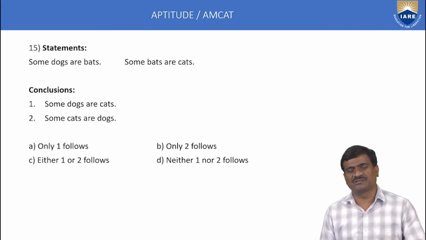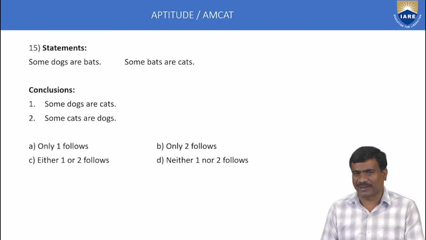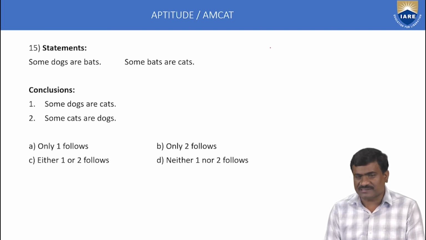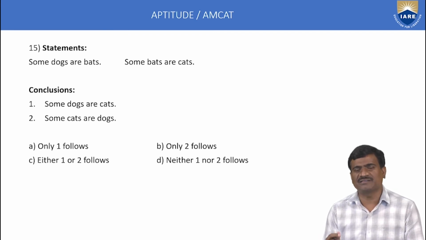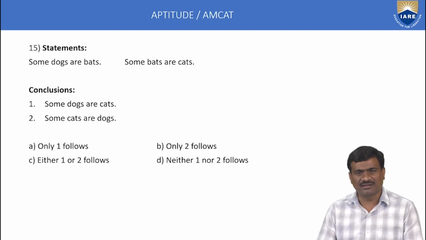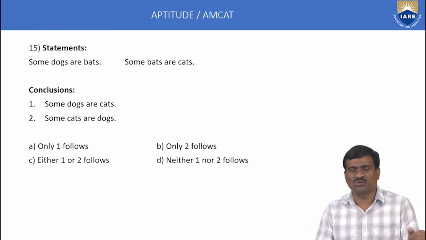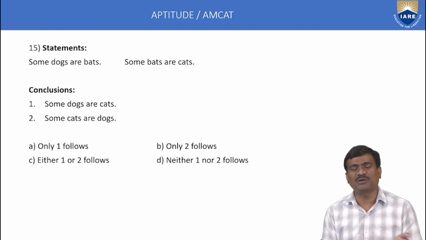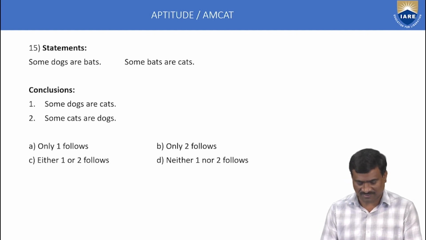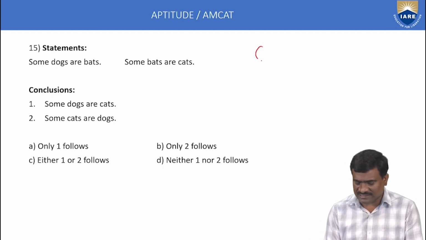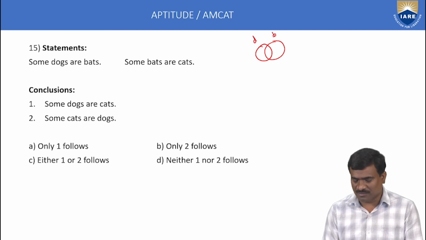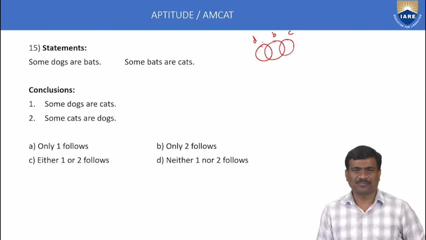Statements and conclusions means the logical deduction topic. Using the given statements, draw the exact Venn diagram of the two given statements. There are all statements, some statements, and no statements. This problem belongs to only some statements, which means the common part between two statements. Some dogs are bats, that is dog and bat. Some bats are cats. This is called a Venn diagram.